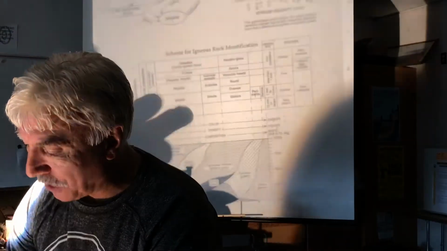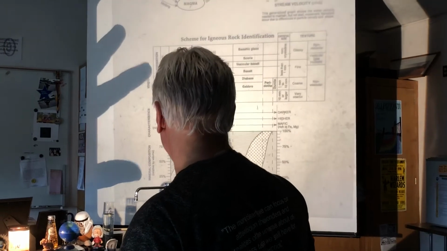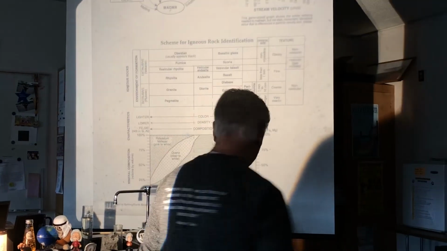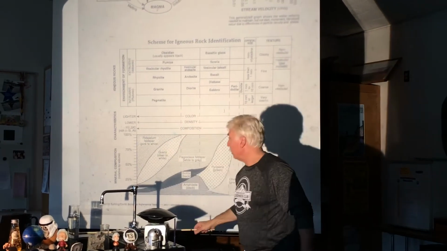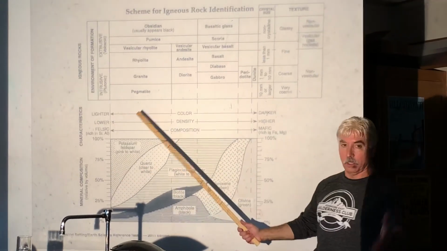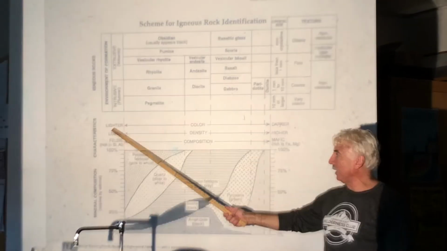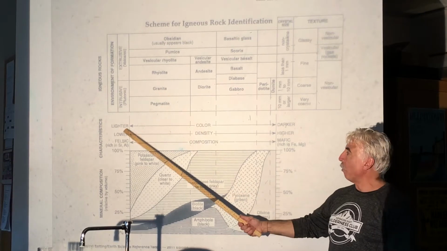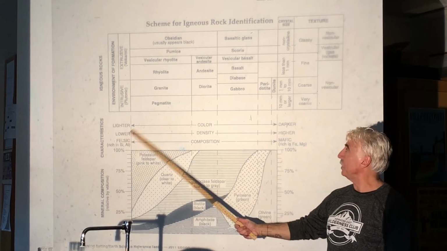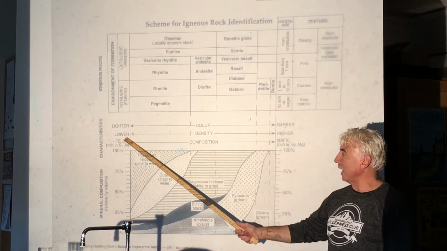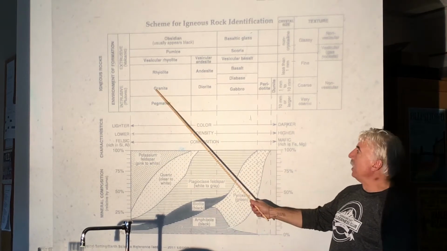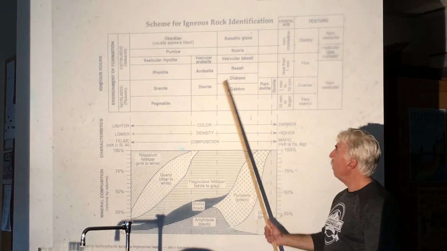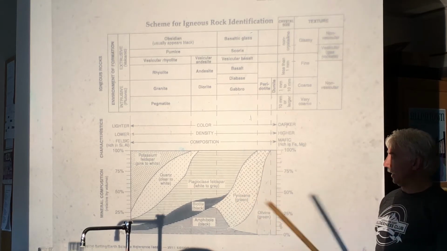So here we have our rock chart again. And once again, you're asked a question. Hey, Mr. Gratelli, granite, is it light in color or is it dark in color? Hello, we just showed it. Granite is light in color. Is granite more dense or less dense than basalt? Basalt's over here. It's less dense. Is granite made up of quartz or is it made up of pyroxene?